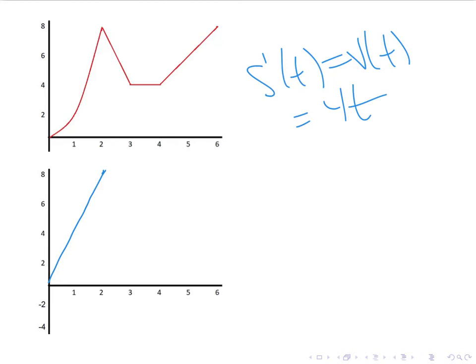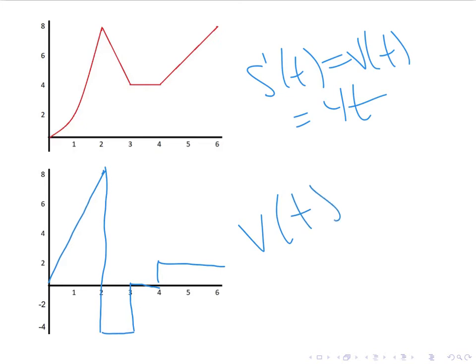And then from 2 to 3, our velocity is -4. So from 2 to 3, it's -4, and I'll connect that with a vertical line there. From 3 to 4, it's 0. Again, I'll connect it with a vertical line. And then from 4 to 6, it's 2. So I'll go up to 2 and over. So here is our velocity function.